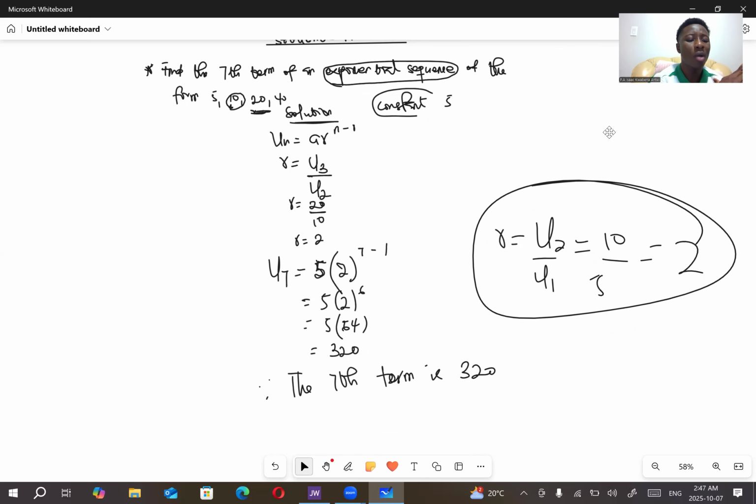Bennett, you calculated the common ratio elsewhere. You have to write the common ratio first, establish it first before you can substitute into the formula. You heard me. Yes, sir. Okay.